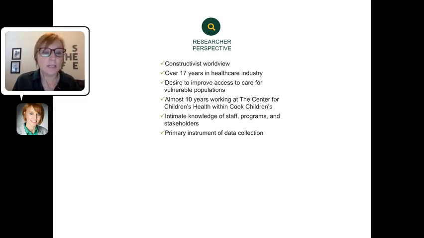I am the primary instrument of data collection, so it will be really important to remain mindful of my positionality and reflexivity as a researcher. I want to triangulate my data, use multiple sources of data collection, and use member checking and peer review to just make sure that I accurately depict what's going on within this study.